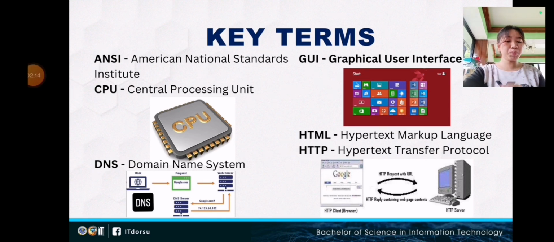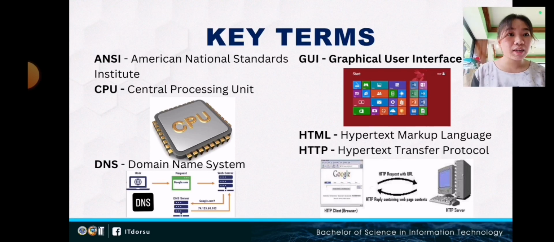The next one is DNS, or Domain Name System, which translates human-readable domain names, for example www.amazon.com, to machine-readable IP addresses, for example 192.0.2.44. It is also considered the phone book of the internet.